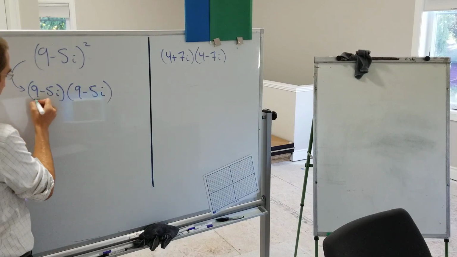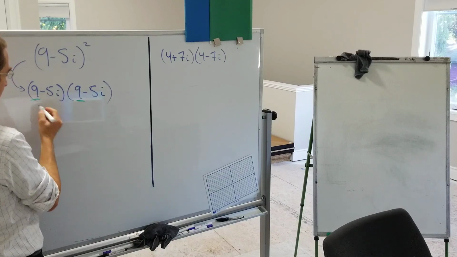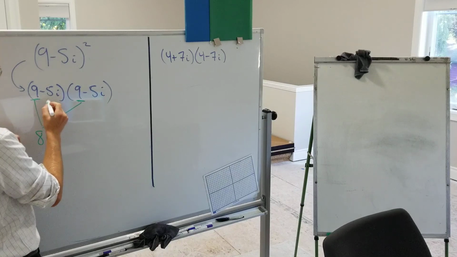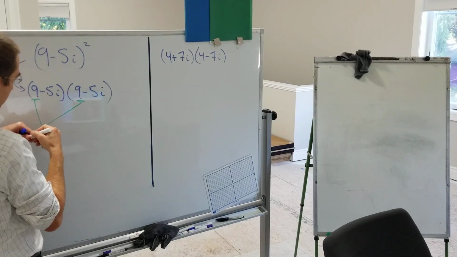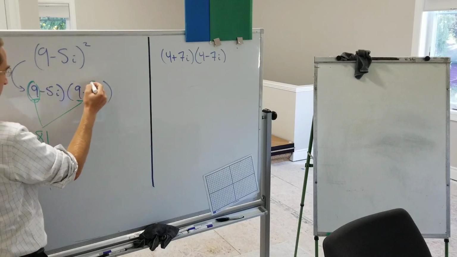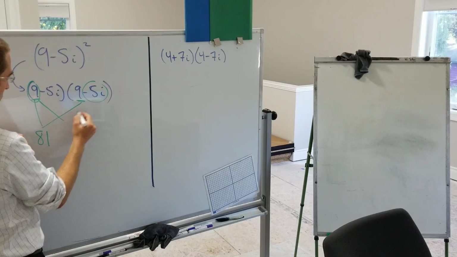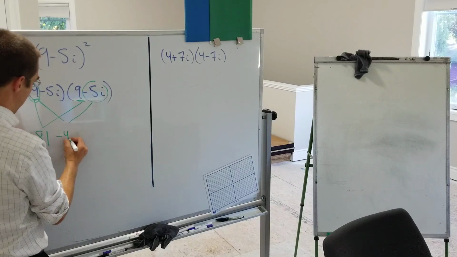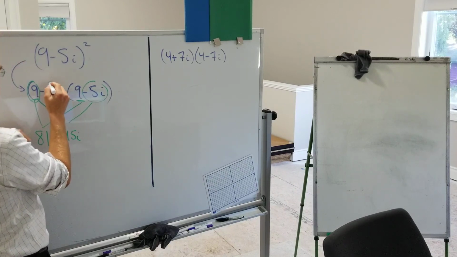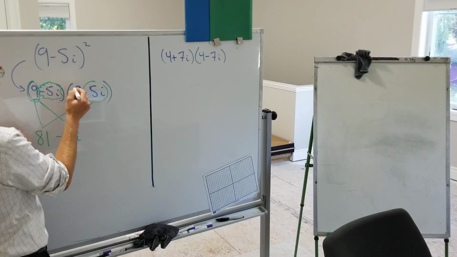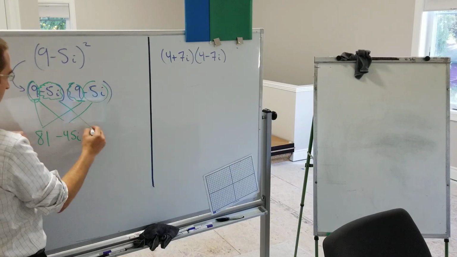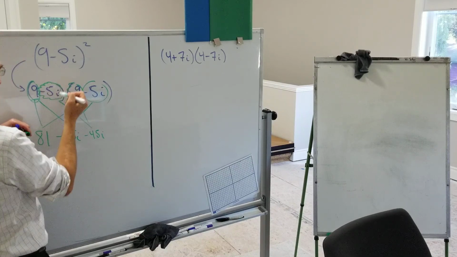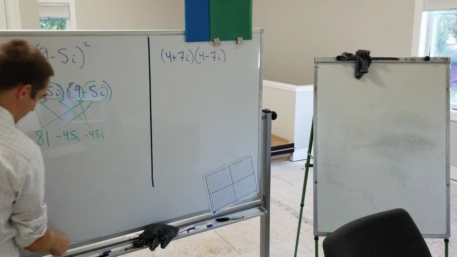So I'm going to go 9 times 9. 9 times 9 gives me 81. And then I'm going to go 9 times negative 5i. That's negative 45i. And then I've got a negative 5i times 9. That's another minus 45i.